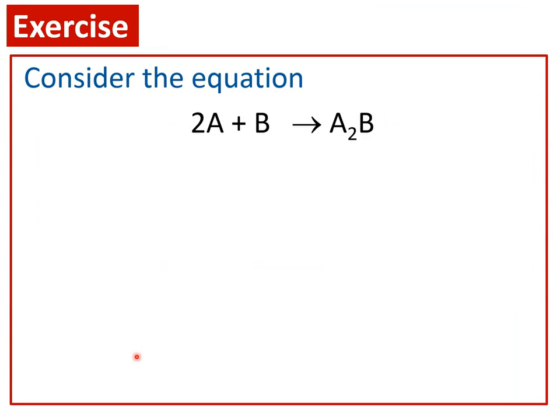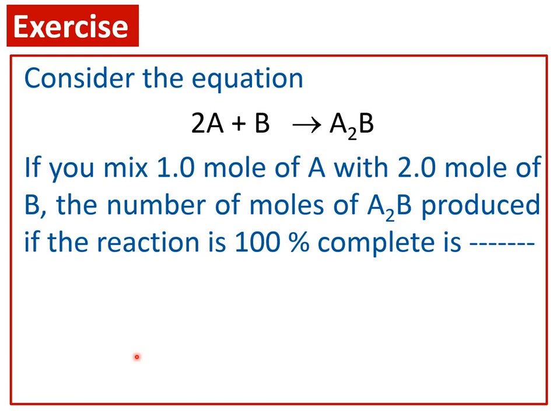Another exercise, look at this equation. Sometimes we ask you about equations that are written with symbols, like this one: 2A plus B gives A2B. If you mix 1 mole of A with 2 moles of B, of course this equation is balanced. How many moles of A2B will be produced? According to the stoichiometry of the equation, every 2 moles of A require how many moles of B? 1 mole.